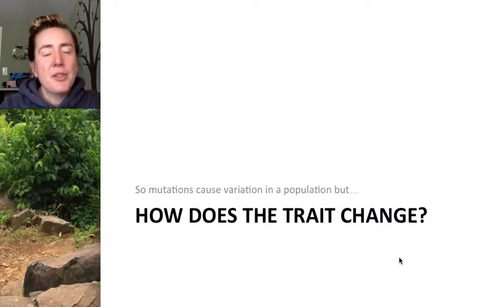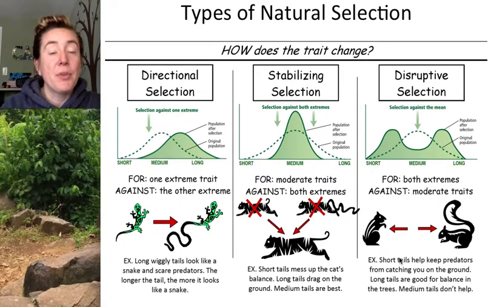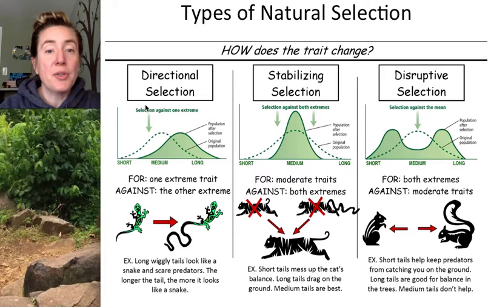So mutations cause the variation of the population that does allow for speciation, but how does the trait change? So how would that happen? So now that we have our populations that are going to be separated over time, there are a few different ways in which natural selection can actually act on those adaptations or mutations. One of those is called directional selection.